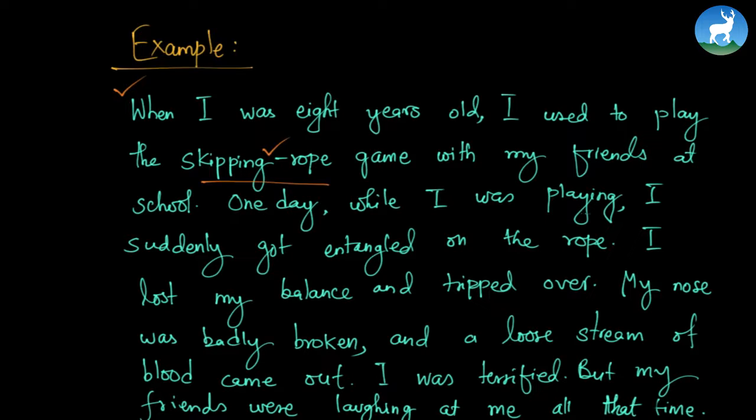One day, while I was playing, I suddenly got entangled on the rope. I lost my balance and tripped over. So entangling and tripping over. My nose was badly broken and a loose stream of blood came out. I was terrified, but my friends were laughing at me all that time.